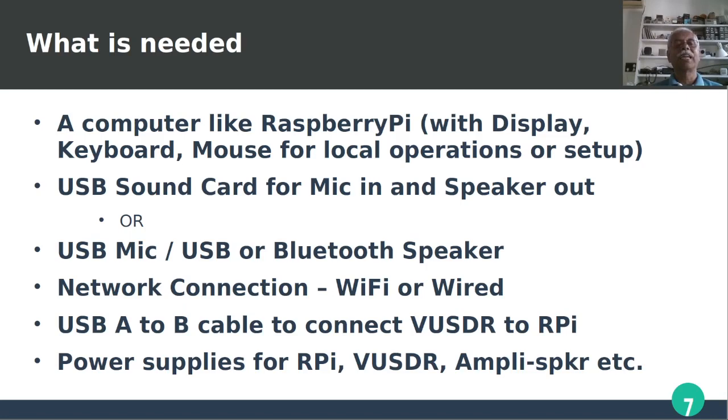So what is required is a computer like a Raspberry Pi with display, keyboard, mouse if you want to operate locally, or at least for setup purpose. You require a USB sound card for mic in and speaker out, or you can use a USB mic or USB or Bluetooth speaker. I have tried these two and they work very well. You require some kind of network connectivity, either Wi-Fi or wired. You require a USB A to B cable for connecting VUSDR to your Raspberry Pi or computer, and of course power supplies are required for all of them.